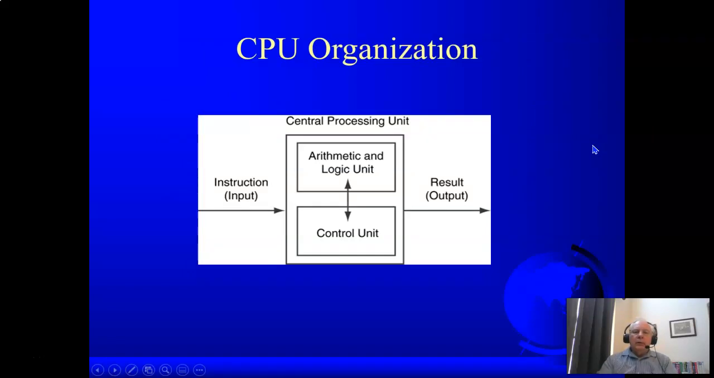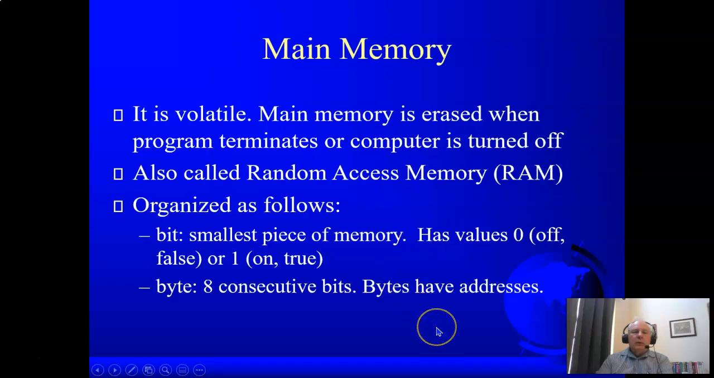Okay. Again, the CPU is broken up into the two units, the arithmetic logic unit and the control unit. The control unit controls fetching the next instruction and feeding it in, decoding it, and telling the arithmetic unit what kind of processing to do, what kind of output, and where it's going. Okay. Main memory. It's volatile. You turn the power off, it goes away.